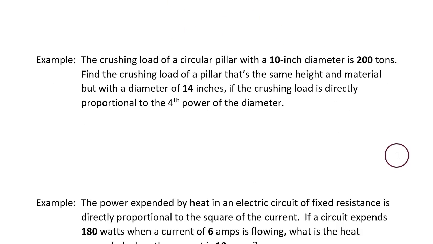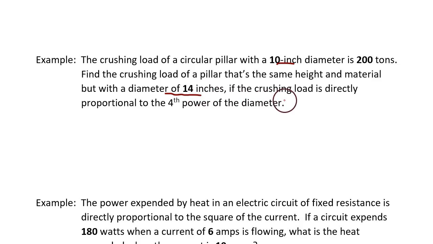Here's another example problem. The crushing load of a circular pillar with a 10-inch diameter is 200 tons. A pillar is a vertical column that supports a weight. What this is telling us is if a pillar is 10 inches wide, it can support a weight of 200 tons before it crushes. Find the crushing load of a pillar that's the same height and material, but with a diameter of 14 inches. So a wider pillar.